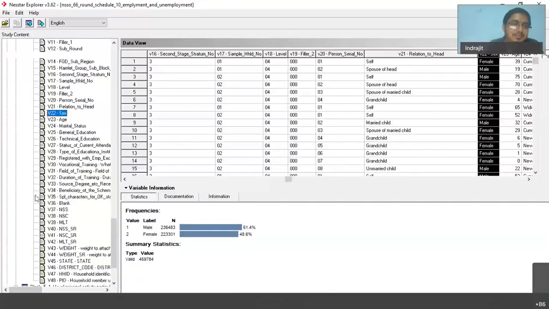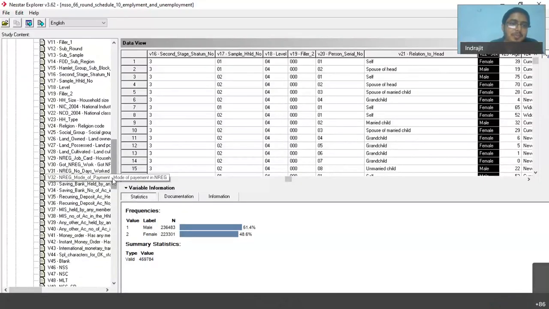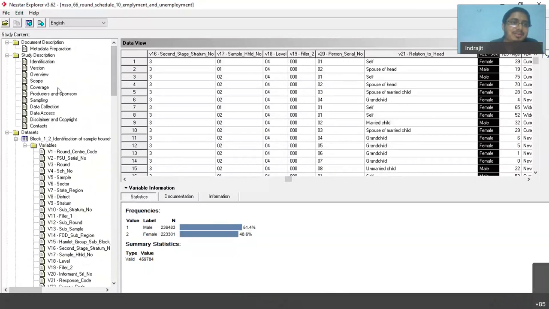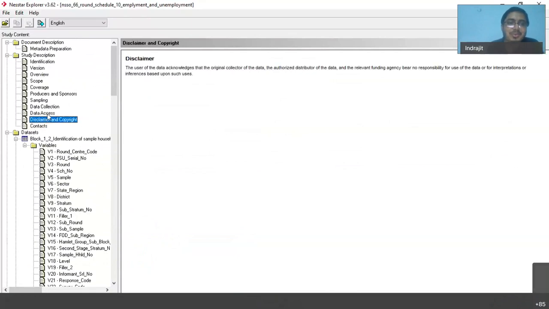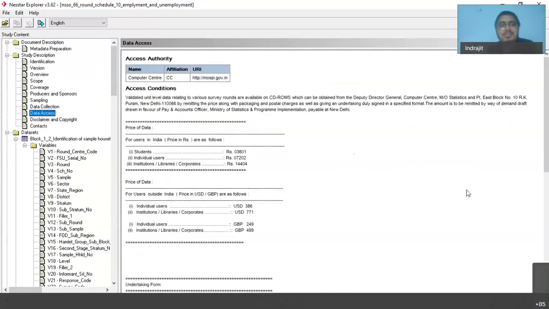Just let me share again. Start the beginning so that it will be confident. It is written there itself. I said when you are in the NESSTAR file, you can come to know what the data is all about, who prepares the data, how to get the data. So here, the access authority, data access. Data is collected by NSSO of MOSPI.